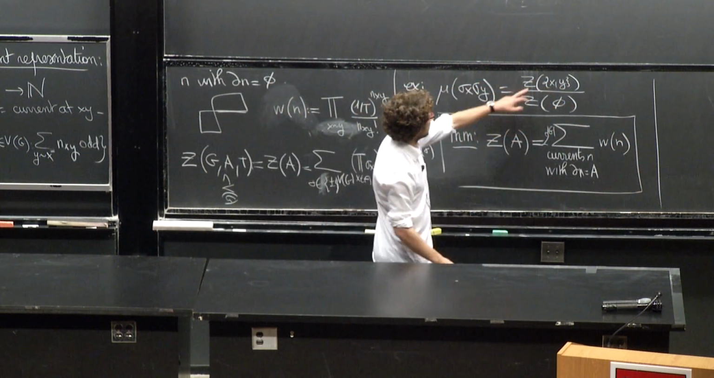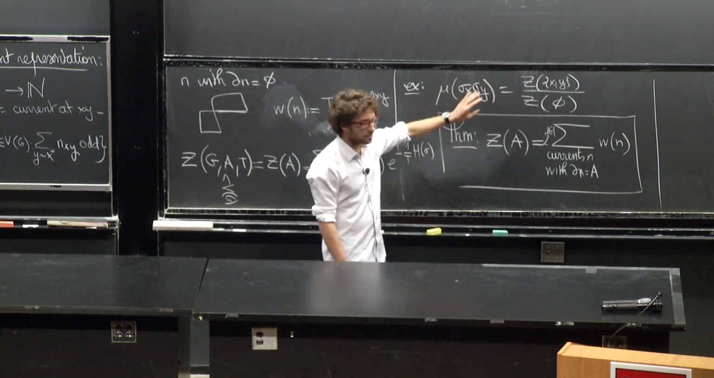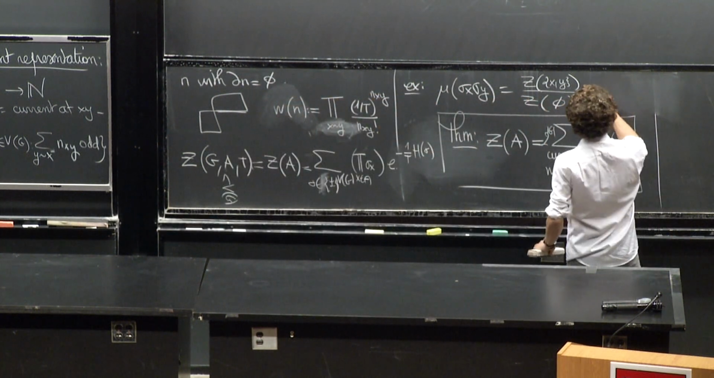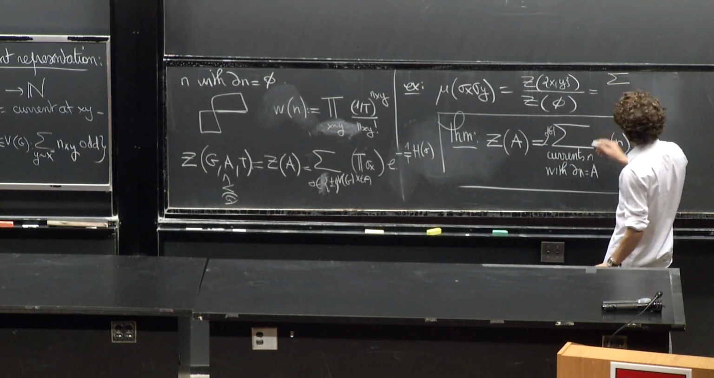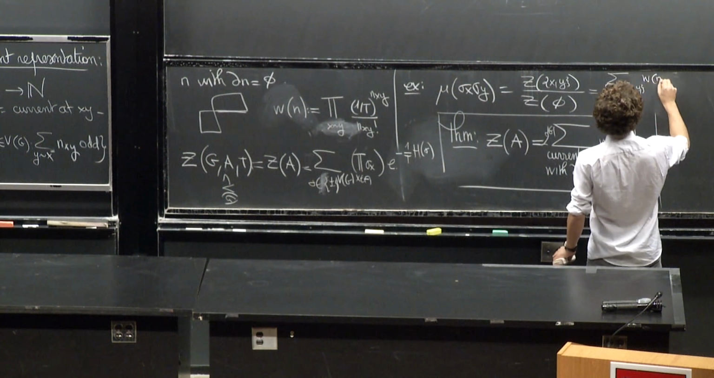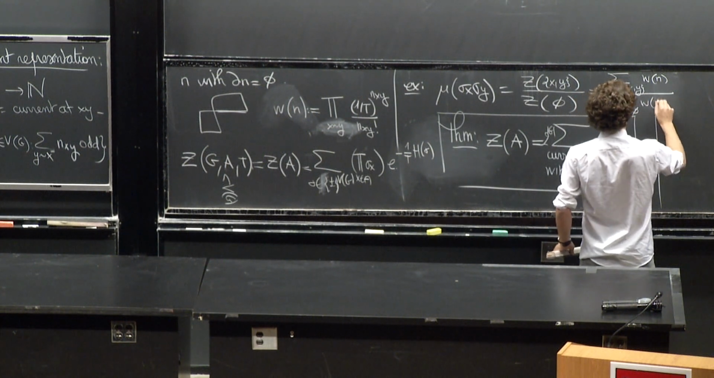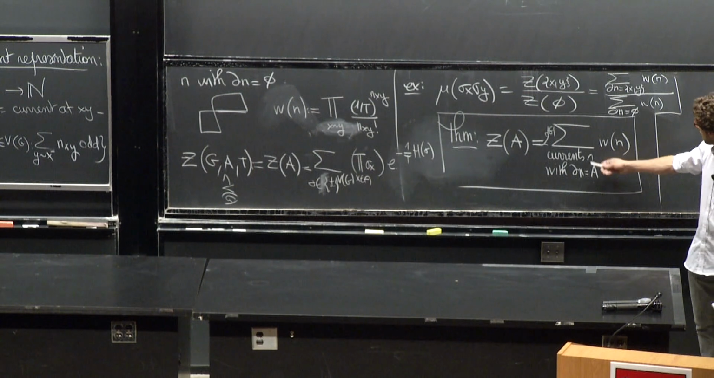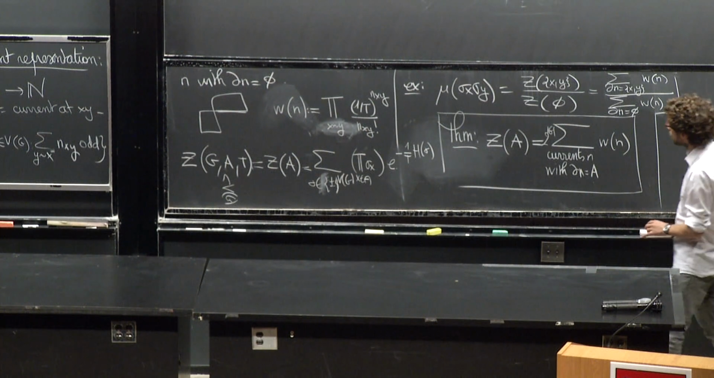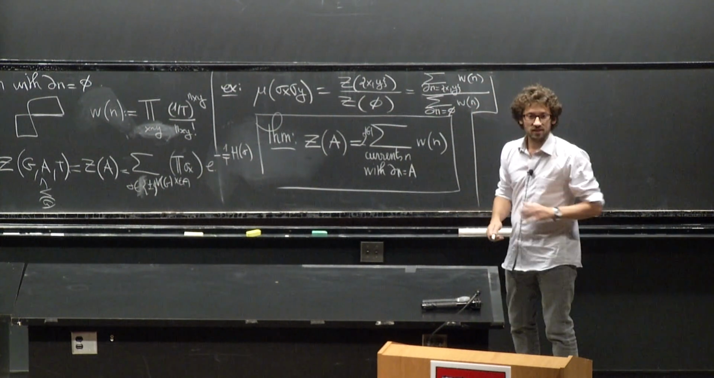And notice that in this case, it gives you something very nice, because it tells you that the expectation of sigma_x sigma_y, you can rewrite as just the sum over currents with sources x and y of W(n) divided by the sum over sourceless currents of W(n). Right? This directly implies this. So you can rewrite the spin-spin correlations in terms of sums of the weighted currents.